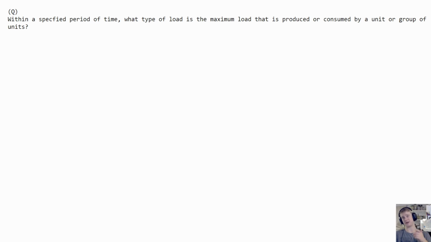Next, within a specified period of time, what type of load is the maximum load that is produced or consumed by a unit or group of units? Okay, and this is the peak load. The maximum load could be potentially if the source has a fluctuating amount of voltage or power going in, because remember, there's the same amount of power on the primary and secondary of a transformer. You're just either changing the voltage or the current up or down. And of course, when you're making the voltage go up, the current's going down, and vice versa. So the power's still staying the same.